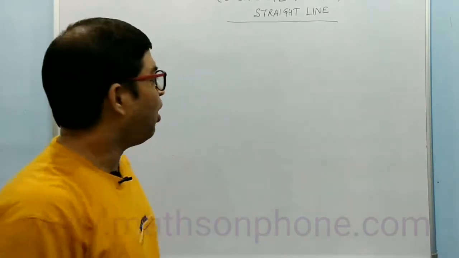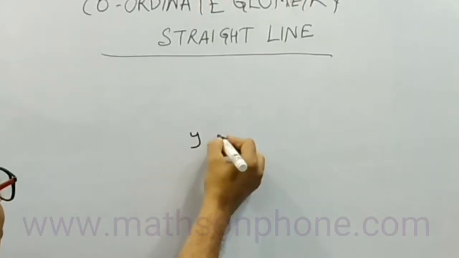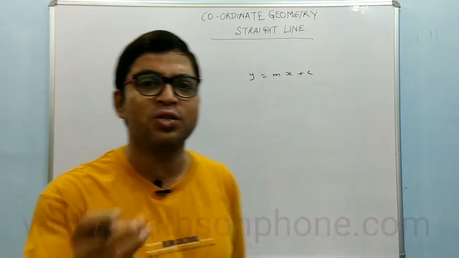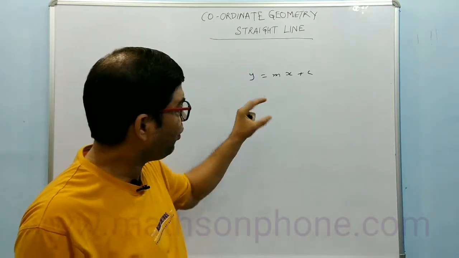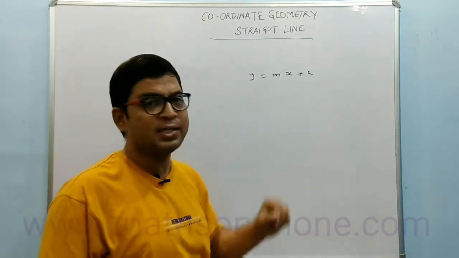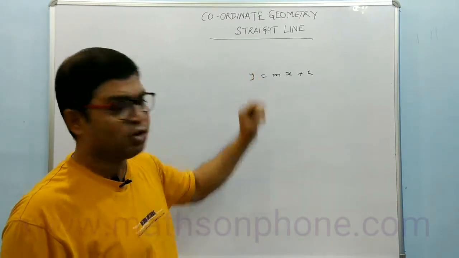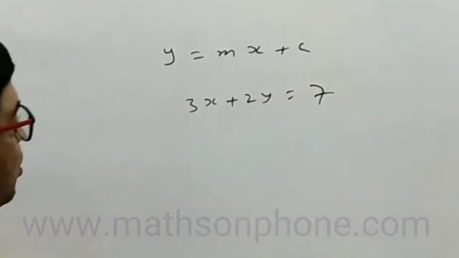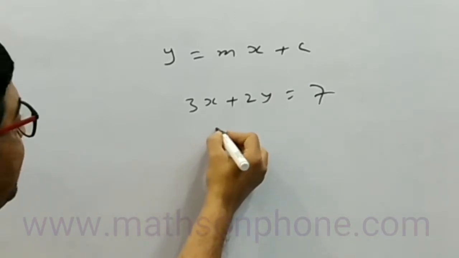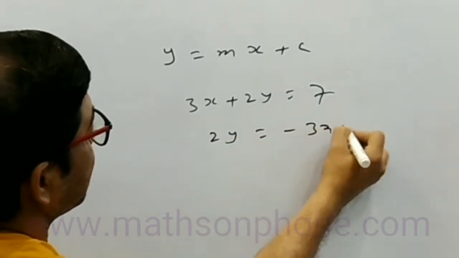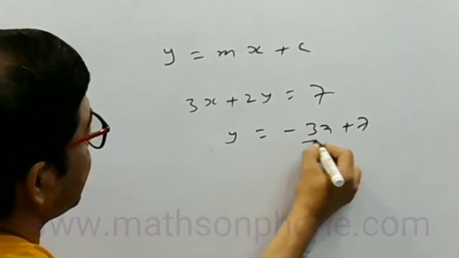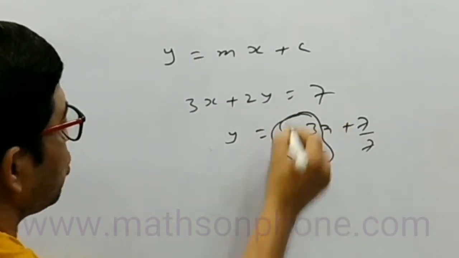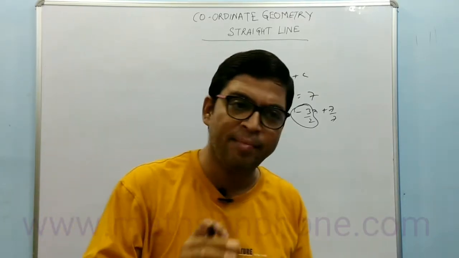Now the very basic form of straight line we know is in the form of y is equal to mx plus c. That is generally used to find the slope of a line. What is slope? If you just compare any line with this line, we can get the slope as the coefficient of x. Suppose a line is there, 3x plus 2y is equal to 7. So firstly we have to make y the subject. So 2y is going to be minus 3x plus 7. So y is going to be minus 3 by 2 x plus 7 by 2. Now just comparing, this is going to be the slope. So slope of a line can easily be found out.